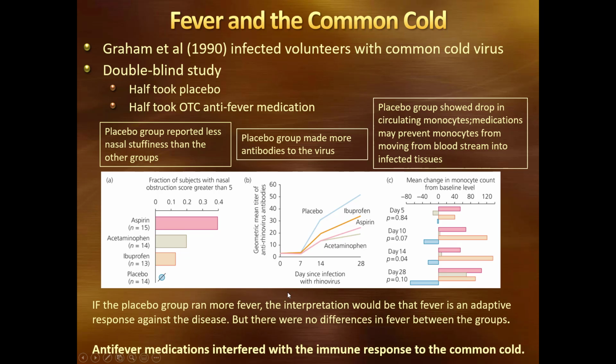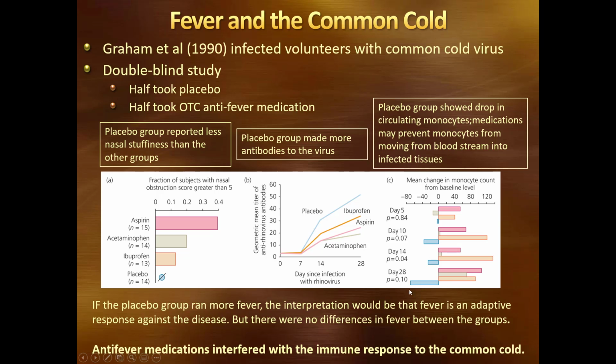Now, what we don't really know, because they didn't really show that many of these patients ran a fever at all, is this: if the placebo group were more likely to run a fever, then we could say that the fever was adaptive. But again, we didn't really see differences in fever in these groups. So in this case, it probably was not due to fever because they weren't really running a fever. So there must be some other types of things going on.